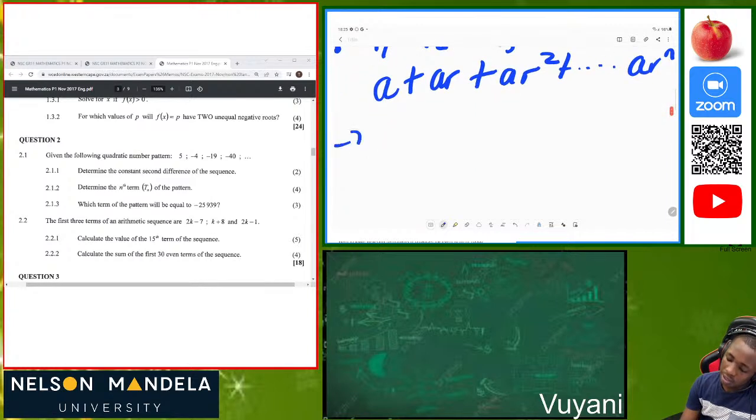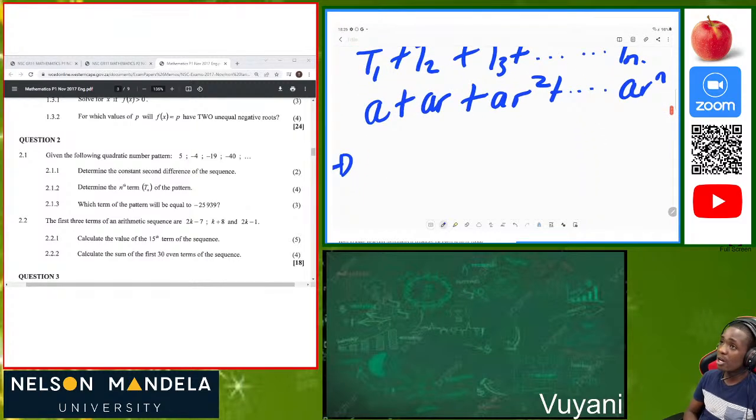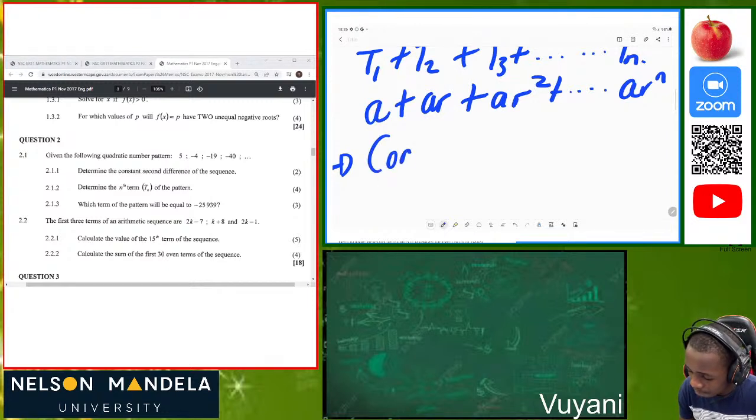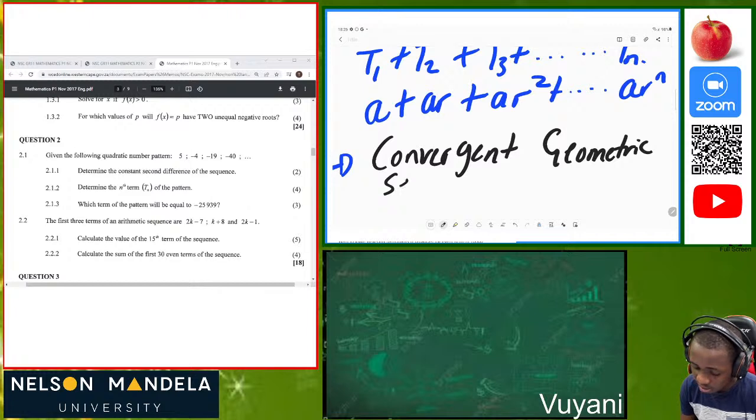And also the last thing which I want to highlight on the geometric series is what we call the convergence of the sequence. When we are talking about the convergence, let me just write this down: convergent geometric series.